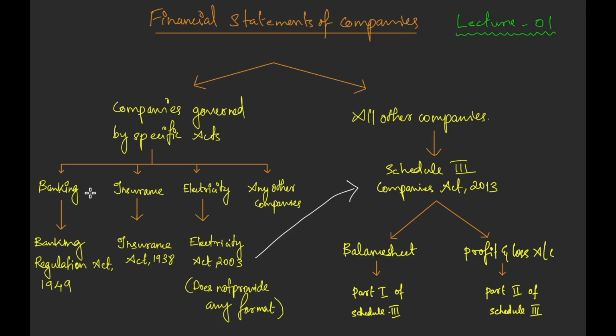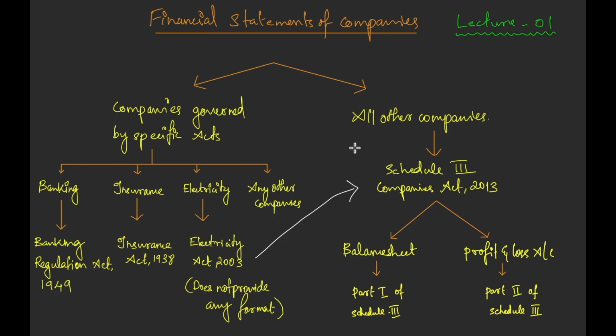So for the format of financial statements, specifically balance sheet and statement of profit and loss account, the format for banking companies is provided by Banking Regulation Act 1949, and for insurance companies it is provided by Insurance Act 1938, and for electricity companies the Electricity Act 2003 does not provide any format. And for any other companies, if the act provides any format, then these companies should follow the format specified or prescribed under the act governing these companies.